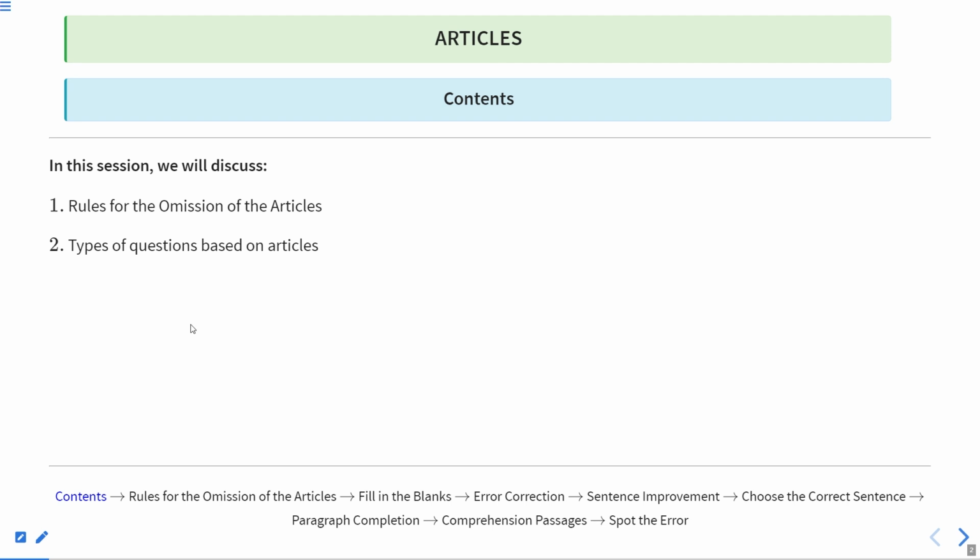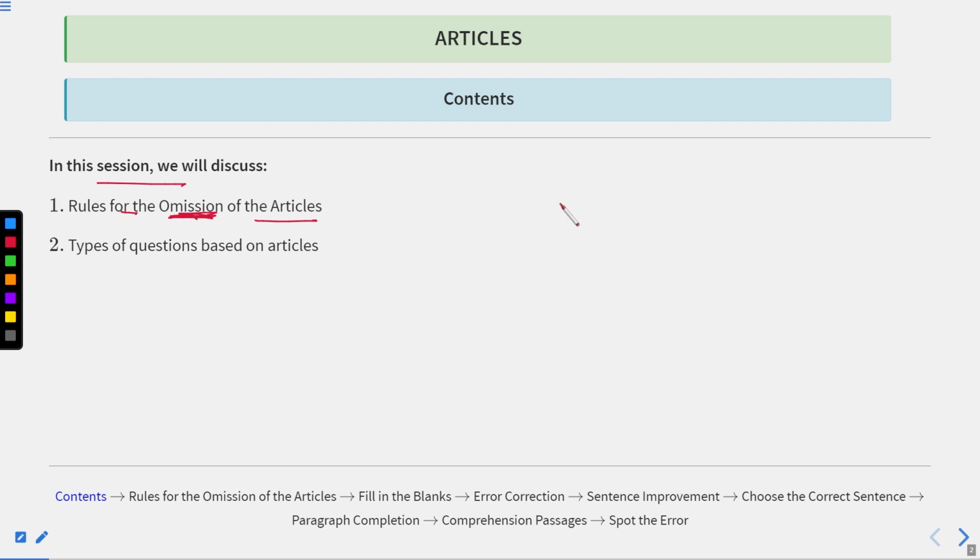Okay, but what are we going to discuss in this session? In this session, we will discuss rules for the omission of articles. We have already seen how, when and where to place these articles in a sentence. We know well that it is mandatory to use these articles before nouns. But there are a few points where omission of the article is required. It means where articles cannot be used, or if we use them, we use them mistakenly, or we make wrong use of them.